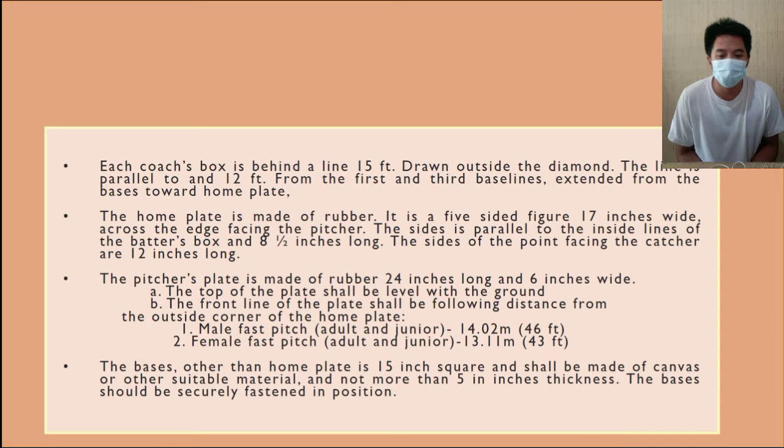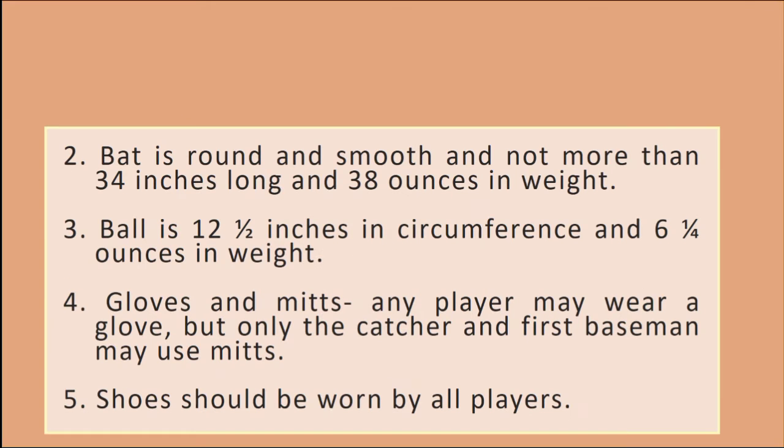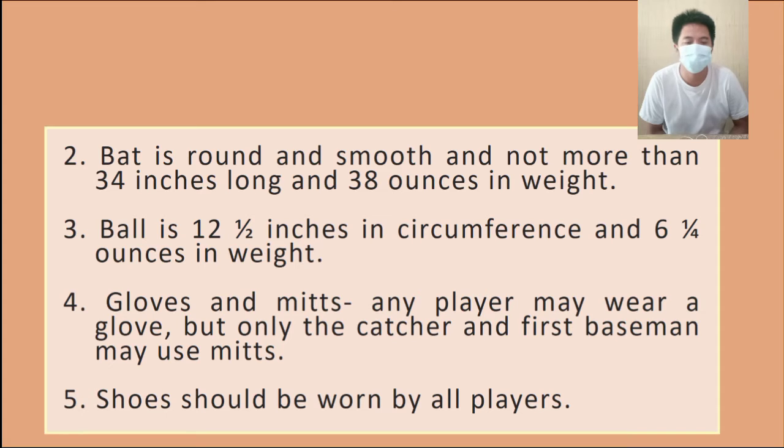suitable material and not more than 5 inches thick. The bases should be securely fastened in position. The bat is round and smooth and not more than 34 inches long and 36 ounces in weight. The ball is 12.5 inches in circumference and 6 1/4 ounces in weight. Gloves and mitts: any player may wear a glove, but only the catcher and the first baseman may use mitts. Shoes should be worn by all players.